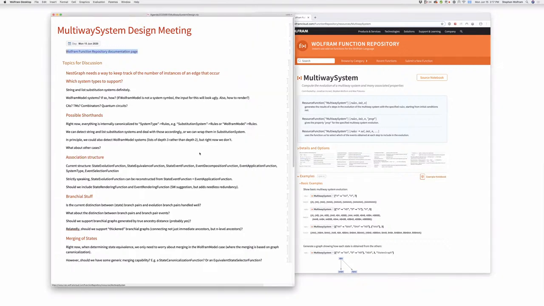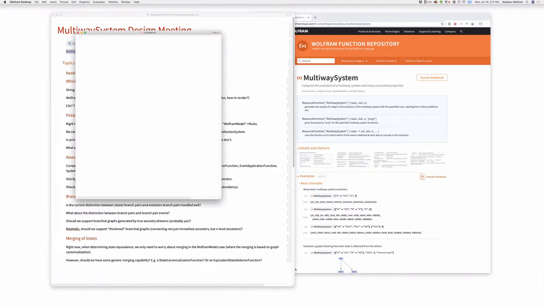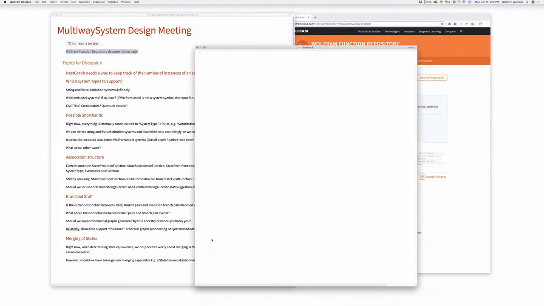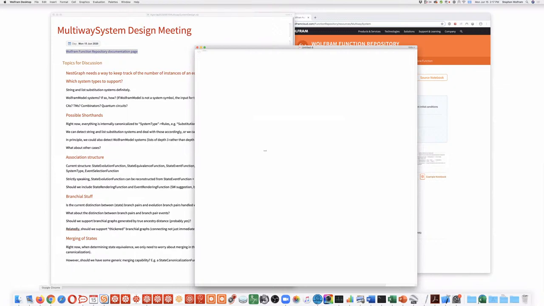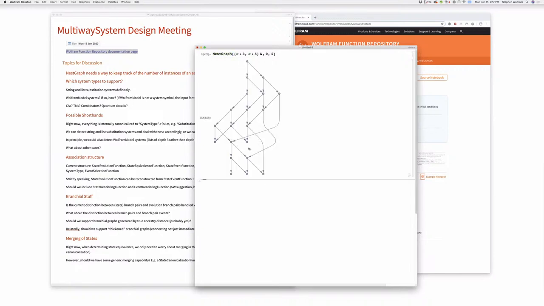Okay, let's talk about nest graph first, because nest graph is very close to multi-way system, but isn't quite. And nest graph has some infuriating little loose ends. For instance, if I say nest graph #+3, #+5 start from 0, 5 steps, I get some beautiful thing like this, right? But nest graph has some corner cases that are completely bonkers. And the question is, what is different between multi-way system and nest graph?